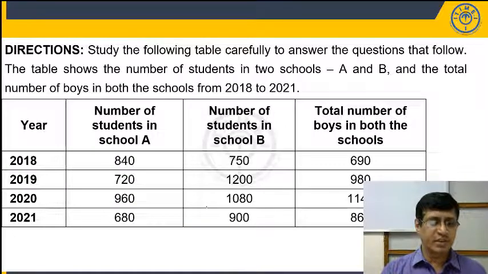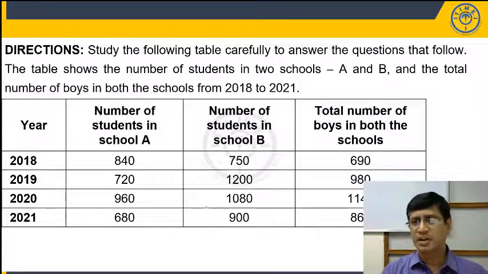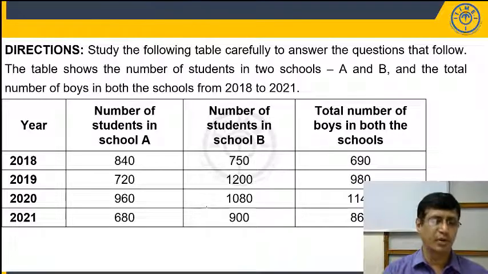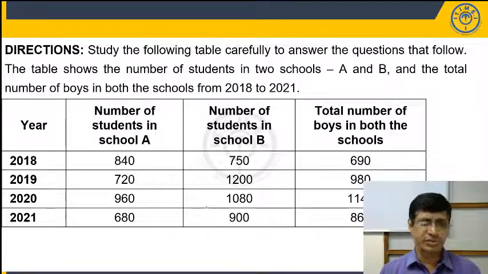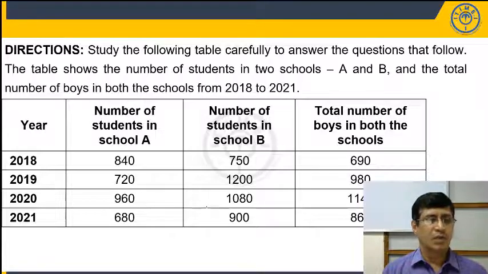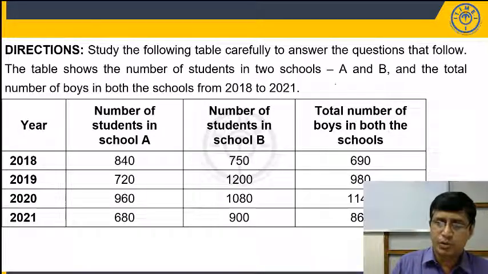Yes, my dear students, now look at the next set of questions. Now question number 58 onwards. And now we are going to deal with the data interpretation based on the table. Here table is given. Just read the data given in the table carefully and answer the questions which follow. Okay. Now, what is the first one? Directions. Look at the directions and read the information given in the directions as well as in the table carefully and pick the relevant data. Study the following table carefully to answer the questions that follow. The table shows the number of students in 2 schools, A and B. The schools are A and B.